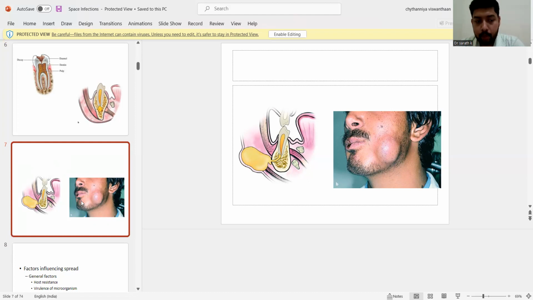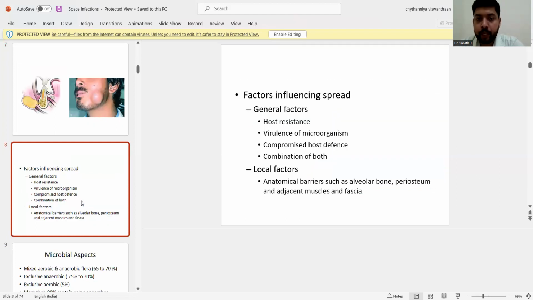Now we'll discuss the factors which influence the spread of infection. These are general factors and local factors. In general factors, first and foremost is host resistance. You should know the general condition of the host. Host means the person himself or herself. If the patient has good immunity and good resistance to the organism, the chance of a space infection is less. That means if the patient is not immunocompromised, that is one factor. The other factor is the virulence of the organism. If the microorganism is virulent, it has more potential to pierce a particular area, so there is a chance of spread of this infection.